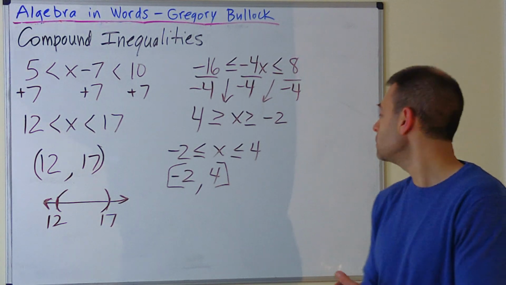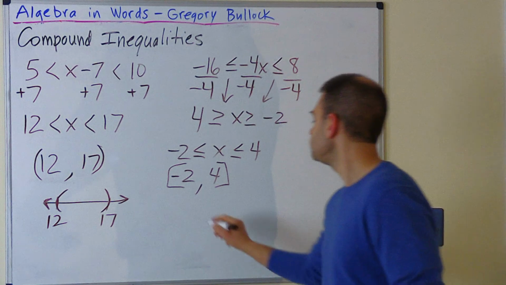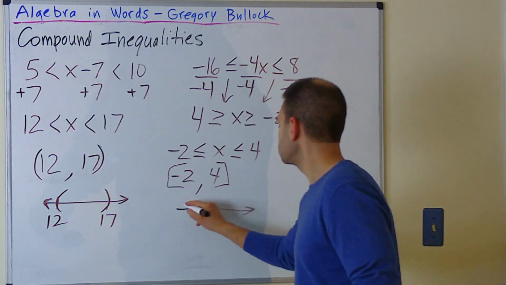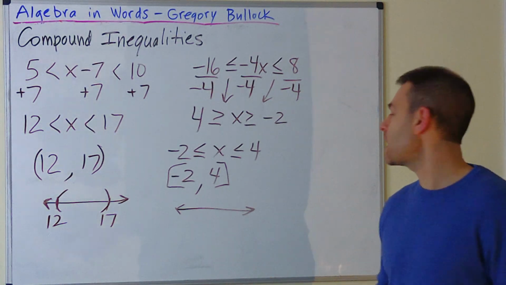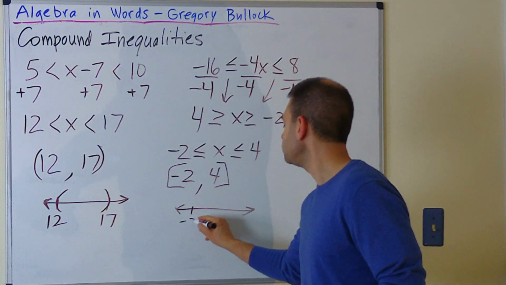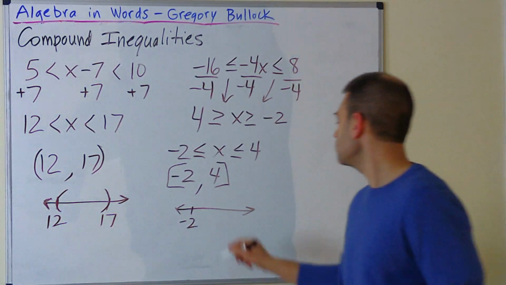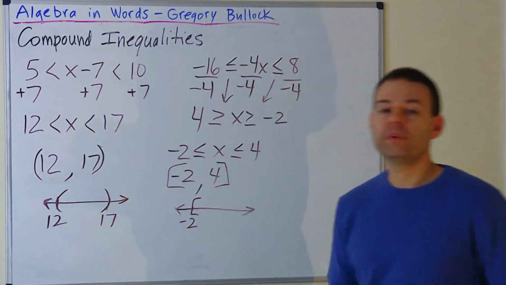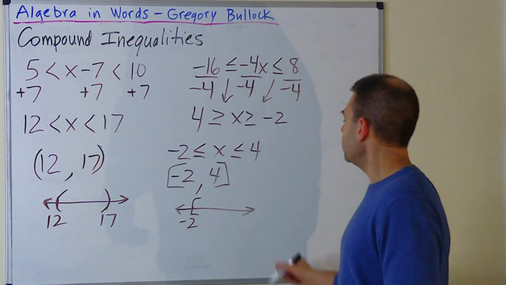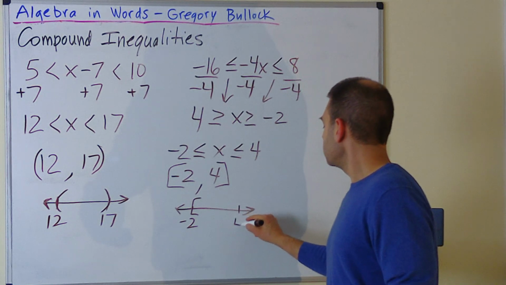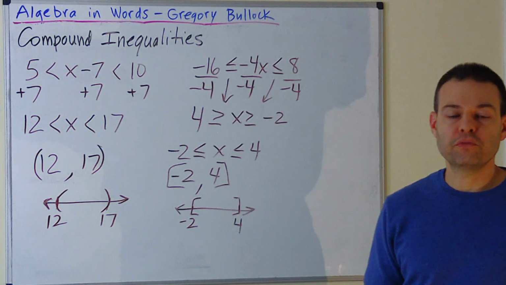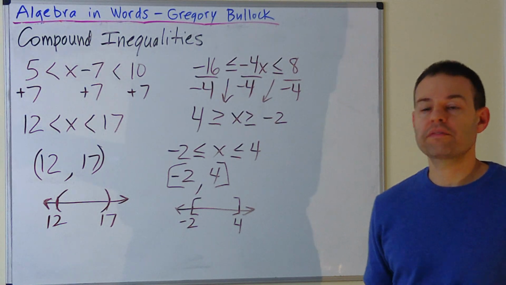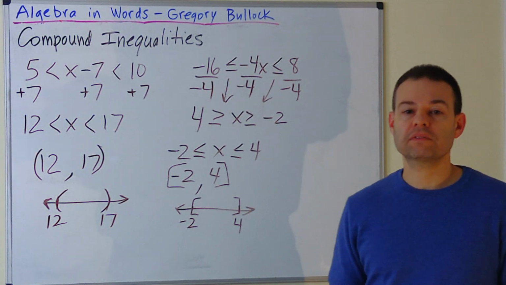And before we end, let's also graph. Draw the number line, the lower number on the left side, which would be negative 2, and the bracket open to the right, and then the 4 on the right side with a bracket open to the left.